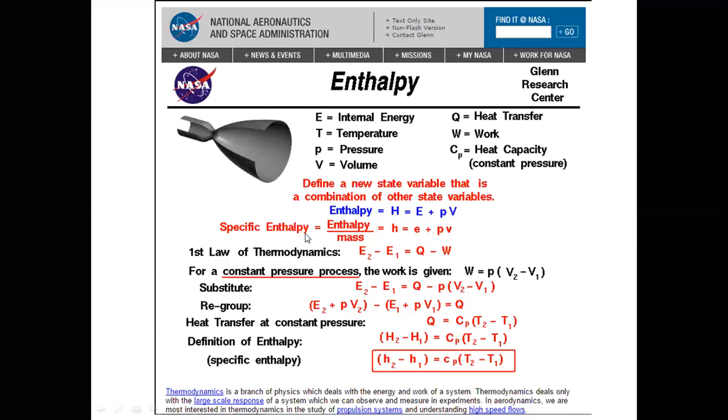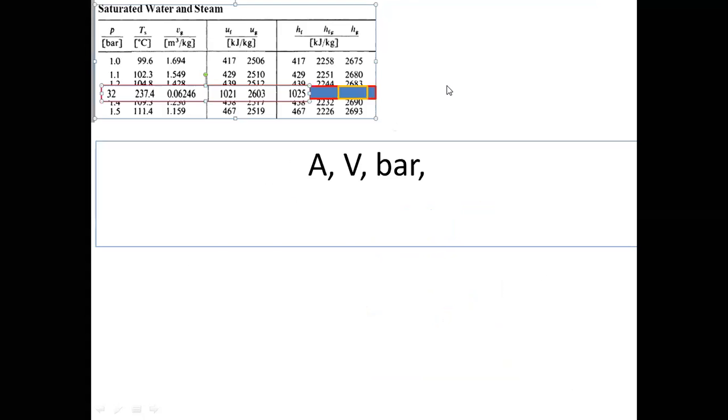For 1 kg, see specific enthalpy: enthalpy divided by the mass. Mass means how many kilograms of the system. So small h, specific enthalpy, is small e, which is E by M, plus P times small v.